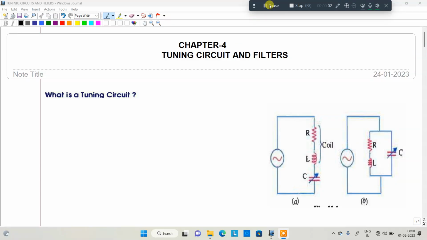Hi everyone. Next we are moving to chapter number 4, tuning circuit and filters. This is from Unit 2, chapter number 4. So the first concept here: what is meant by a tuning circuit? Tuning is the process of selecting the desired frequency. What is meant by tuning?